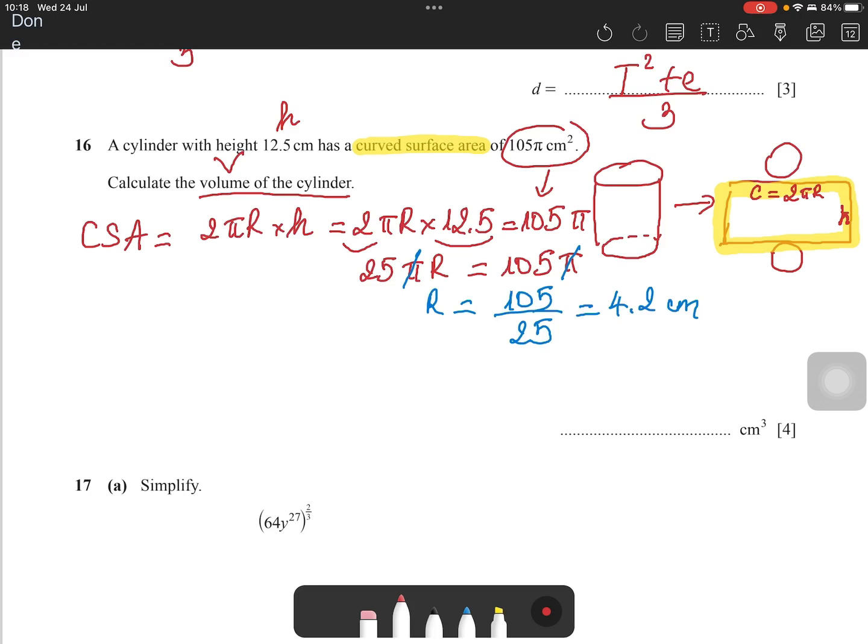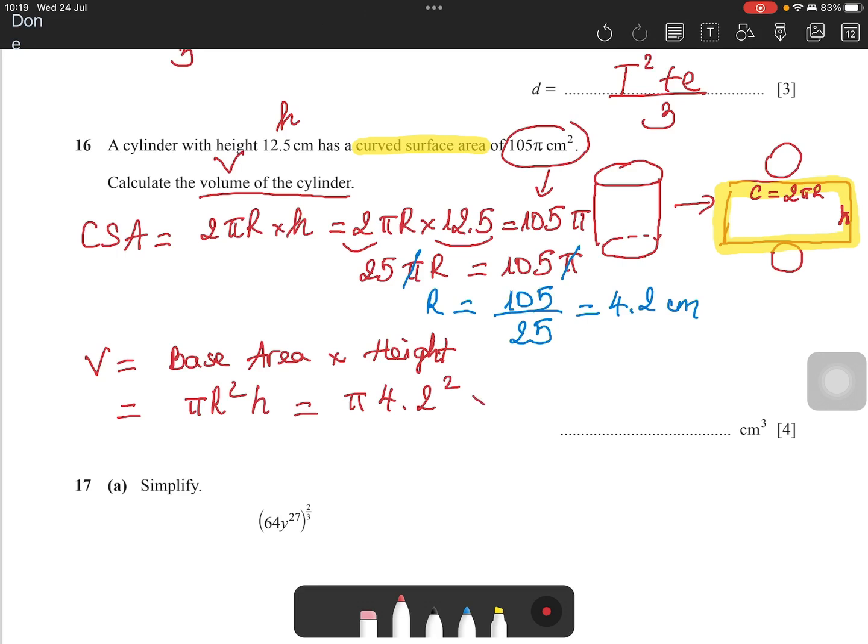After we have the radius of the cylinder, we can find the volume of the cylinder using the formula base area times the height. The base is a circle, so base area is pi r squared multiplied by the height. Now we substitute the radius 4.2 centimeters and the height 12.5 centimeters. Then the final answer is 693 cubic centimeters.